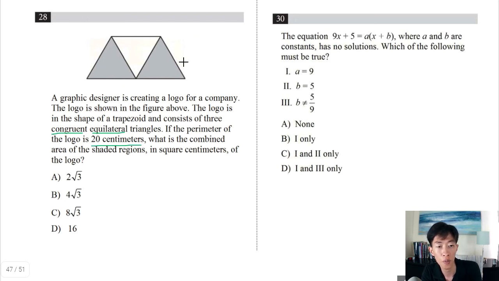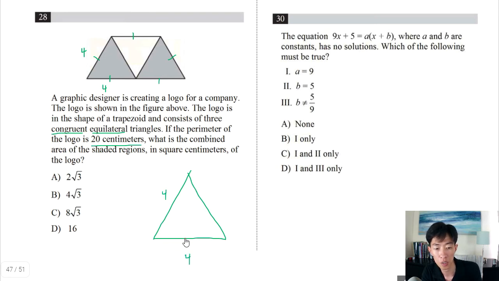If we know the whole thing is 20 centimeters and they're all equilateral congruent triangles, every part that I marked off is going to be equal. So 20 divided by 1, 2, 3, 4, 5 means that each side is 4. All right, now how's that going to help us? Let's redraw our equilateral triangle, and we'll keep in mind that each side is 4.